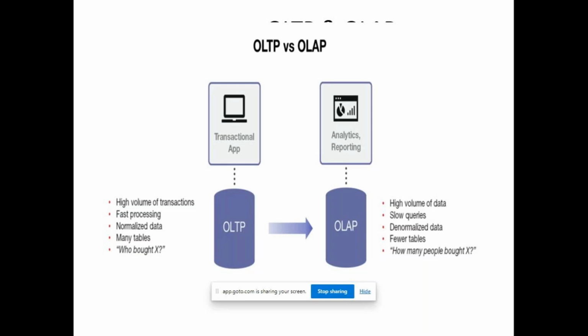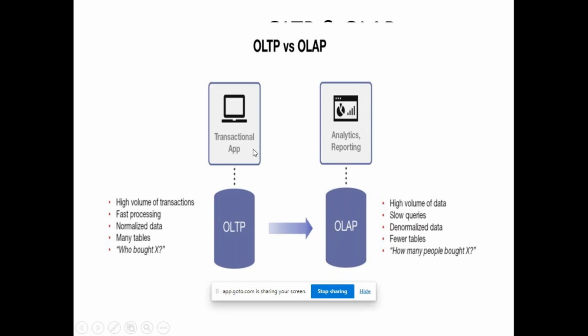OLTP stands for Online Transactional Processing. OLAP stands for Online Analytical Processing. The main difference is that OLTP systems are used to maintain and track the transactions of the business, and OLAP systems are used to do the analysis of the business. If you want to do the analysis, we can do it using the OLAP system.